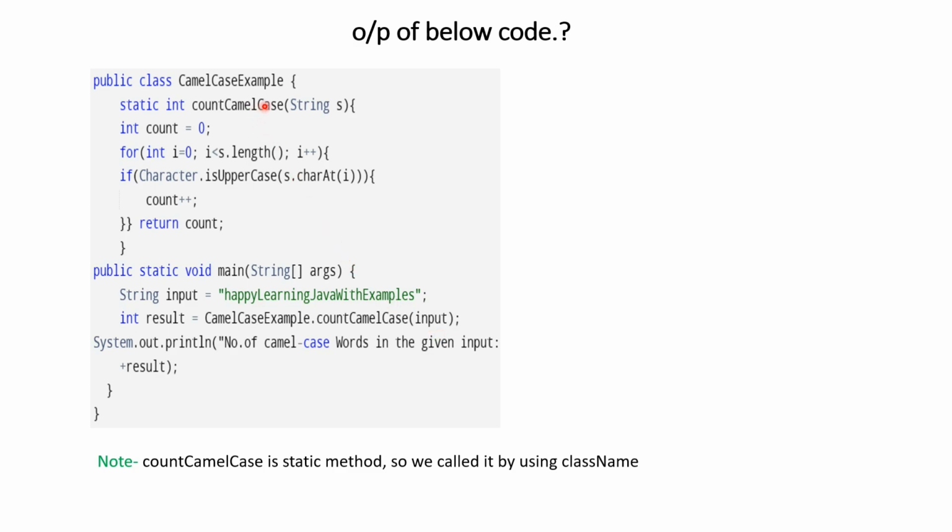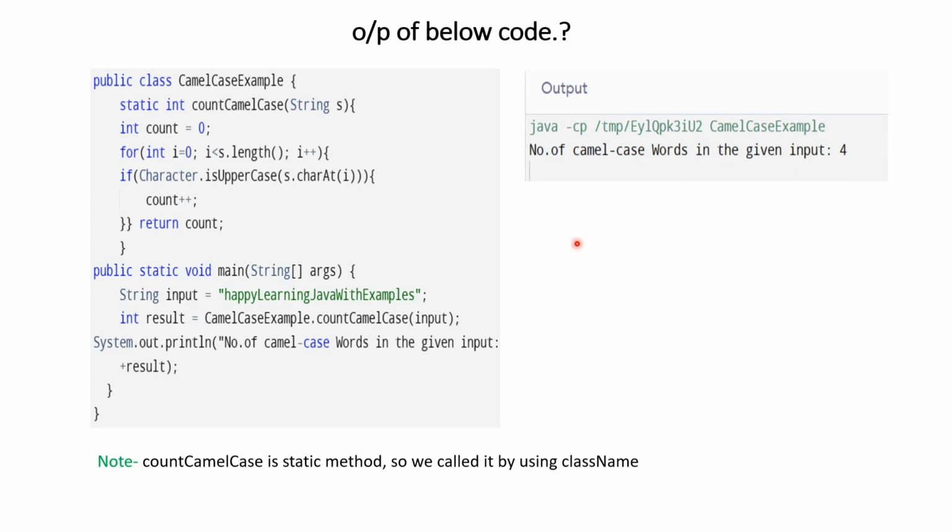Here countCamelCase is a static method, right? So we are calling it using its class name itself. So don't get confused here: CamelCaseExample is the class name, and I'm getting this method from it. If we run this program, what will we get as output? The number of camel case words in the given input is 4.